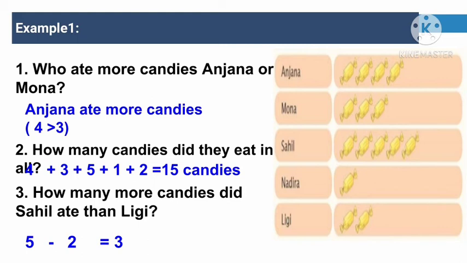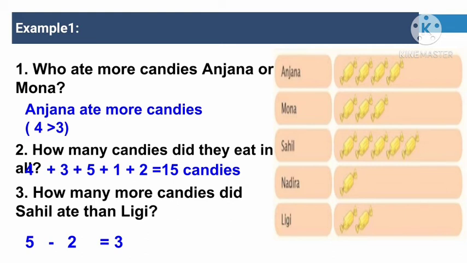Second question, how many candies did they eat in all? So they are asking the total number of candies they ate. So what do you have to do? You have to add all the numbers of candies they ate, which is 4 plus 3 plus 5 plus 1 plus 2. So 15 candies they ate in all.